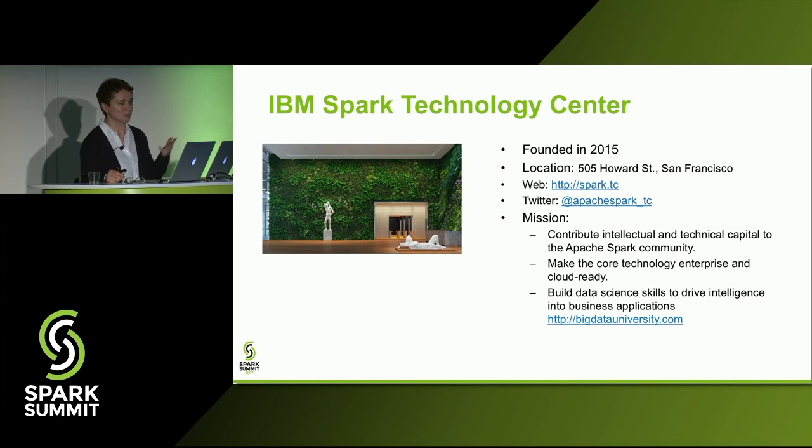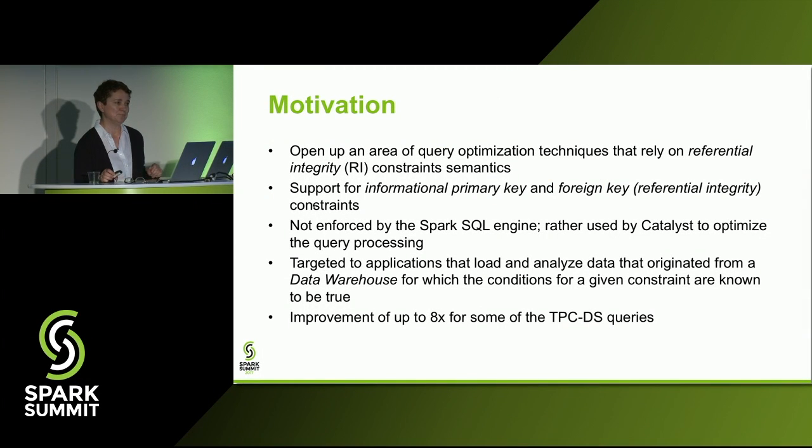Our main goal is to contribute to the maturity of Apache Spark. The motivation behind our work is to open up an area of query optimization techniques that rely on referential integrity constraint semantic. For that, we introduce support for informational primary key and foreign key constraints.